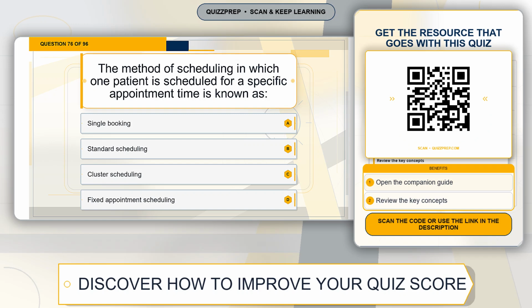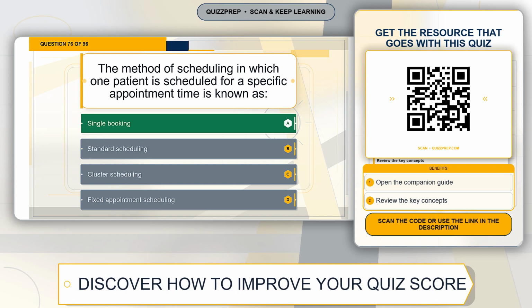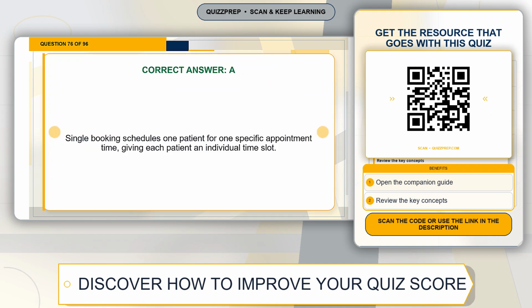Question 76. The method of scheduling in which one patient is scheduled for a specific appointment time is known as: Option A, single booking. Option B, standard scheduling. Option C, cluster scheduling. Option D, fixed appointment scheduling. The correct answer is option A, single booking. Explanation. Single booking schedules one patient for one specific appointment time, giving each patient an individual time slot.